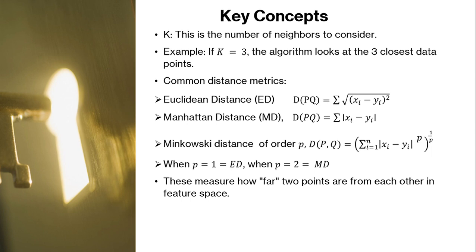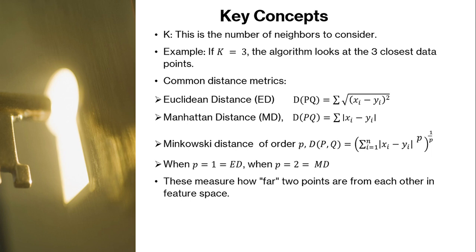Then Minkowski distance of order p. The distance PQ is equal to the formula we have there: the summation, i goes from 1 to n, of the absolute value of xi minus yi raised to the power p, then everything raised to 1 over p. That is the pth root.